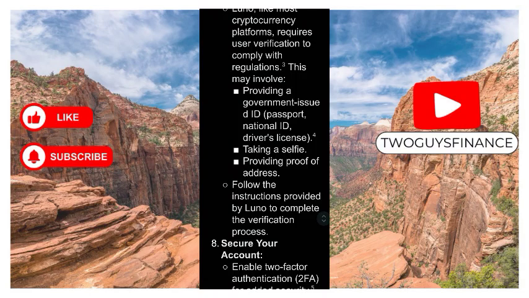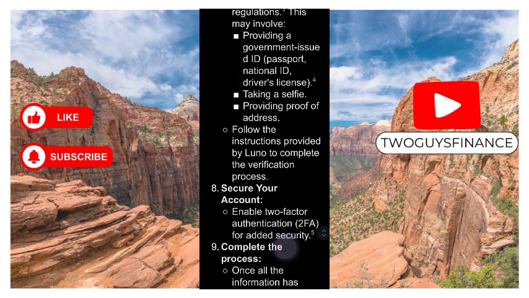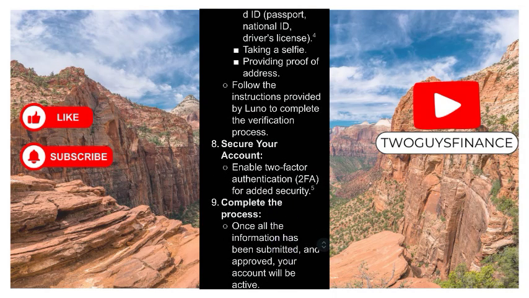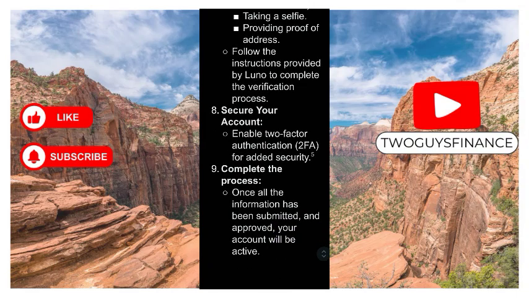And it will involve you taking a selfie. It will involve you providing proof of address. Now, you just need to follow this instruction provided by Luno to complete the verification process. Now, you need to enable two-factor authentication for added security. Once all the information has been submitted and approved, your account will be active.